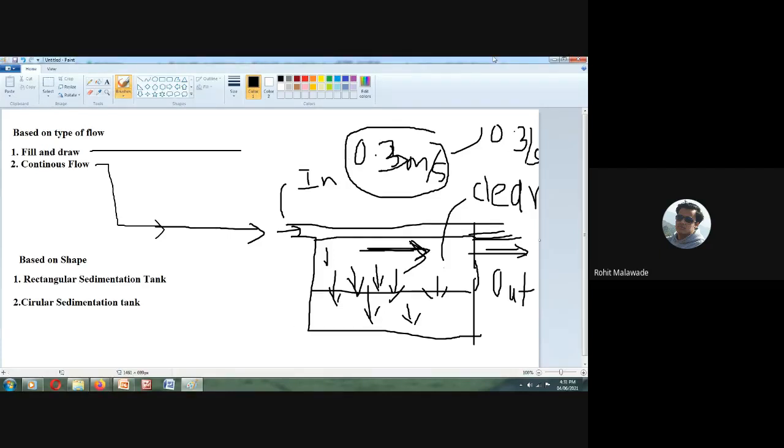So what we are going to have is we can get the water out in a continuous flow. We are going to get the water in a continuous manner as compared to the fill and draw type. Here the time is going to be saved. Fill and draw, we also call it an intermittent flow, and this we call a continuous flow.